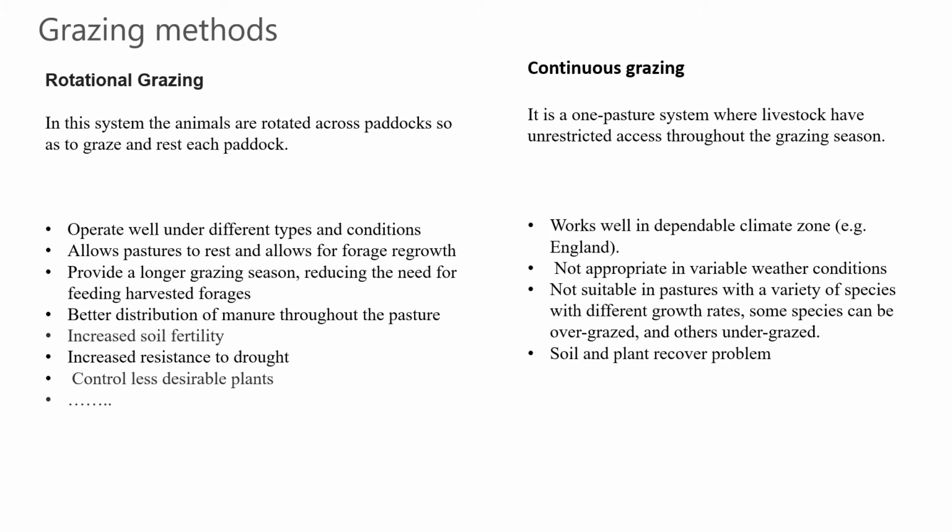Well, for continuous grazing, it is a pasture system where livestock have unrestricted access throughout the grazing season. It could only work well in dependable climate zones like inland, and is not appropriate in variable weather conditions. It is not suitable in pastures with a variety of species with different growth rates. Some species can be overgrazed and others undergrazed, so soil and plant recovery problems exist under this kind of method.